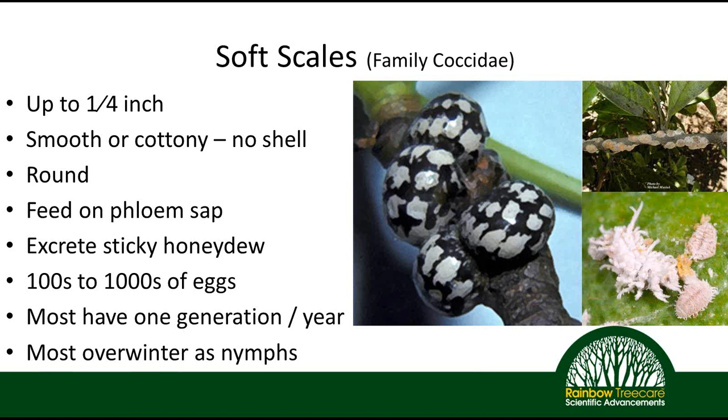They do produce a lot of eggs, but generally only one generation per year. So one single female can produce up to hundreds to thousands of eggs. But because they have only that one generation per year, they're actually easier to target and easier to control, because you can just knock down that stage of generation. And then most overwinter as nymphs, which means that when you're thinking about management strategies, if you had a particularly hard scale year, and you weren't actually able to control it that year, because they overwinter as nymphs, you can apply a dormant oil during the winter or right before spring hits and try and knock out that generation.